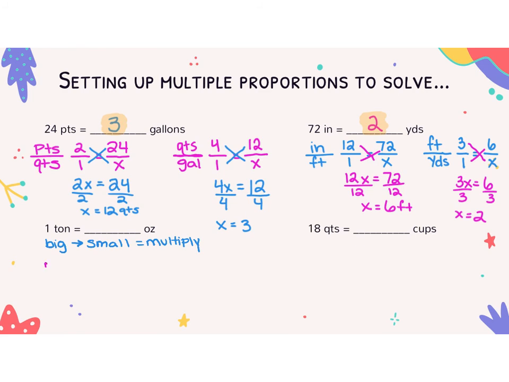So we have 1 ton, and from our STAR resource chart, we can move from tons to pounds, and then from pounds to ounces, but we can't move directly from tons to ounces. So we will convert first to pounds. On our STAR resource chart, it says that 1 ton is equal to 2,000 pounds. So we will multiply 1 ton times 2,000. And when we do, we know that we have 2,000 pounds.